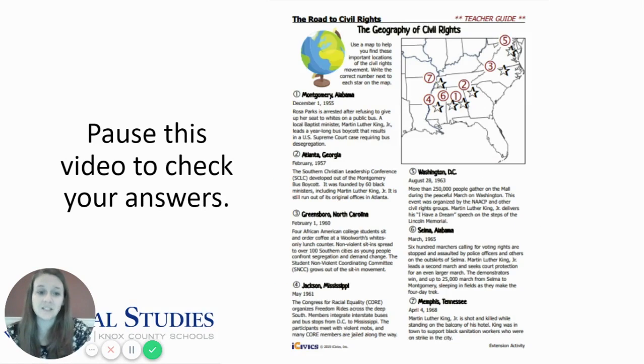The last thing you had to do was identify some major cities in the civil rights movement. Montgomery, Alabama is over here. Then we have Atlanta, Georgia, which is a key place. Greensboro, North Carolina is up here. Jackson, Mississippi is down here. Washington, D.C. is over here. Selma, Alabama is over here next to Montgomery. And Memphis, Tennessee is over here. And you can read about why each of these places are important.